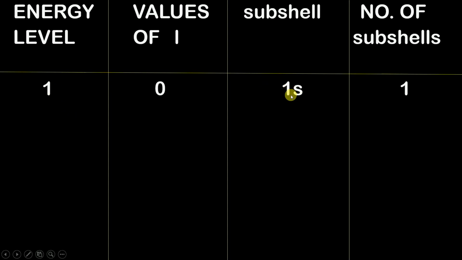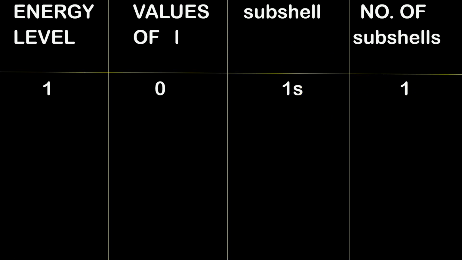Am I clear? Similarly, how many subshells are there? Only 1. So number of subshells is equal to 1. Which means that the first energy level is only going to have one subshell, and that is S. It is not going to have P subshell, D subshell and F subshell. Is this clear with you all? This first energy level is only going to have one subshell, that is the 1s subshell.